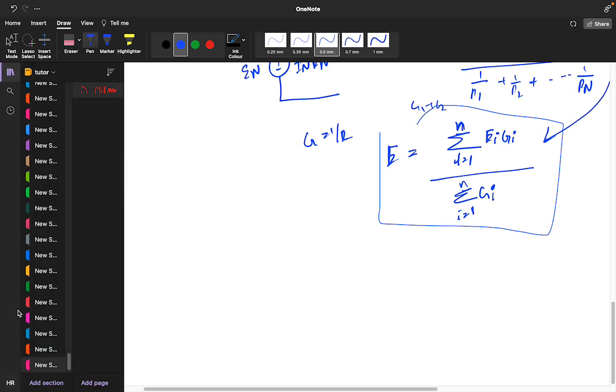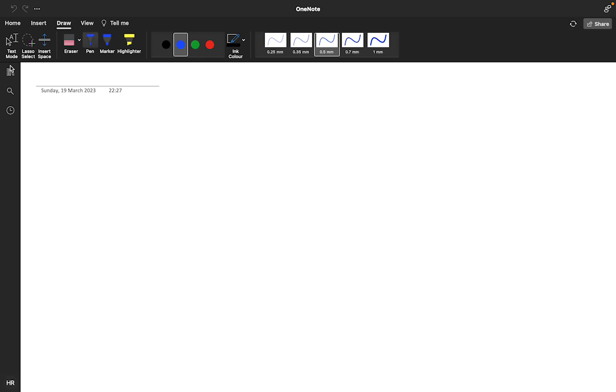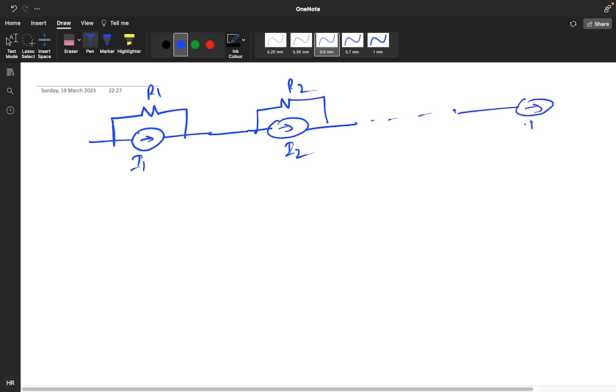Same thing we do for a network. Suppose you have a network like this. This is your I1, this particular branch current, with R1. It's going like this only. This is your R2, and this is your I2. It's going like this. This is your IN and it is RN.